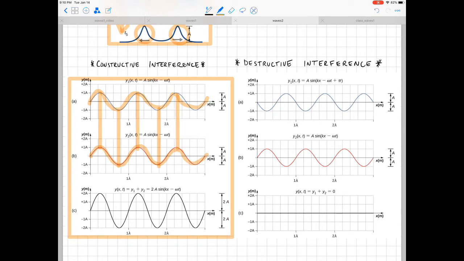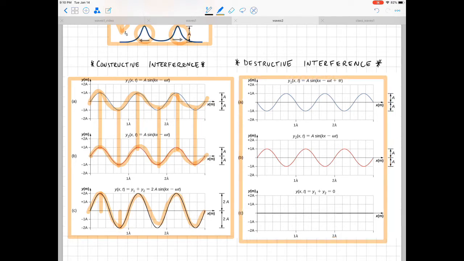And so what's going to happen when we combine the two waves is that we're going to get a resulting wave down here that has twice the amplitude of either of the waves individually. All right, so that's constructive interference. That's when the crests and the troughs perfectly align. And then, of course, over here on this side, we have an example of what's known as destructive interference.